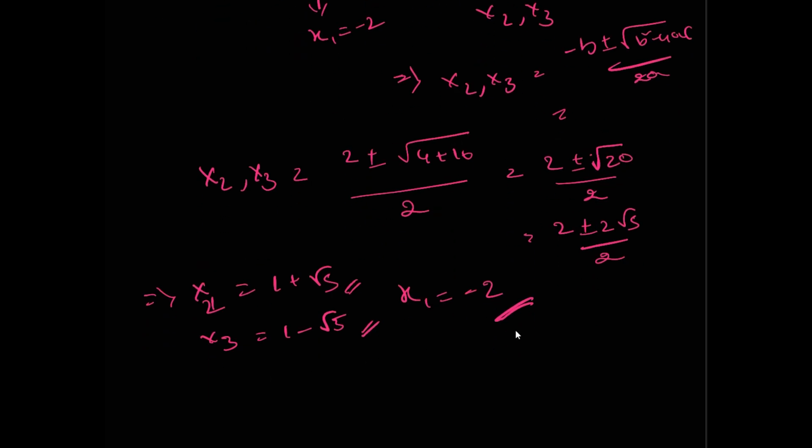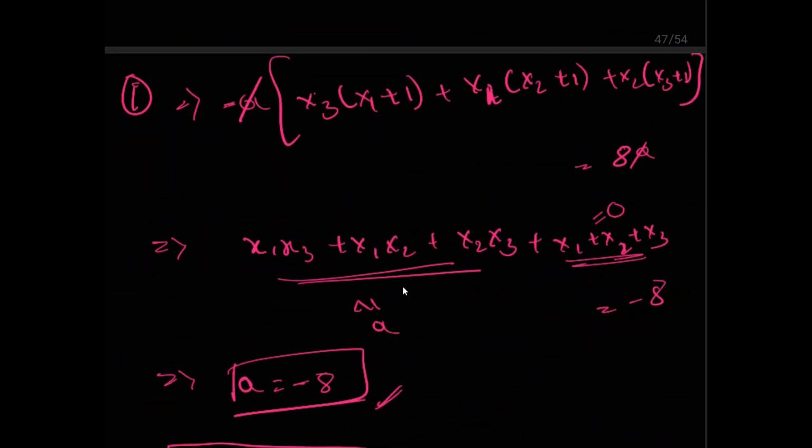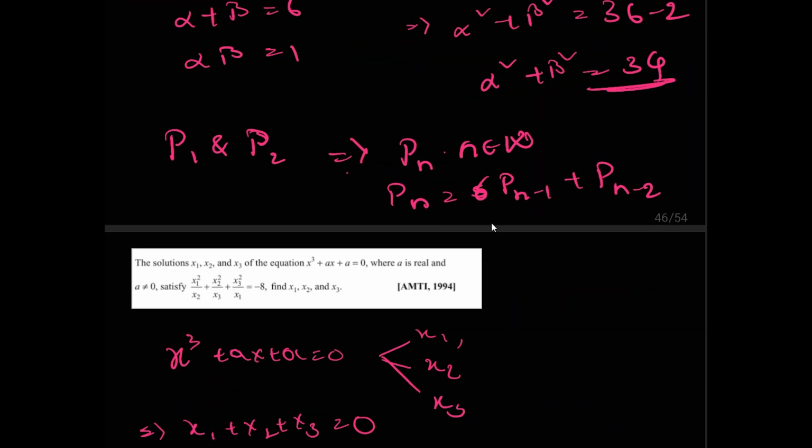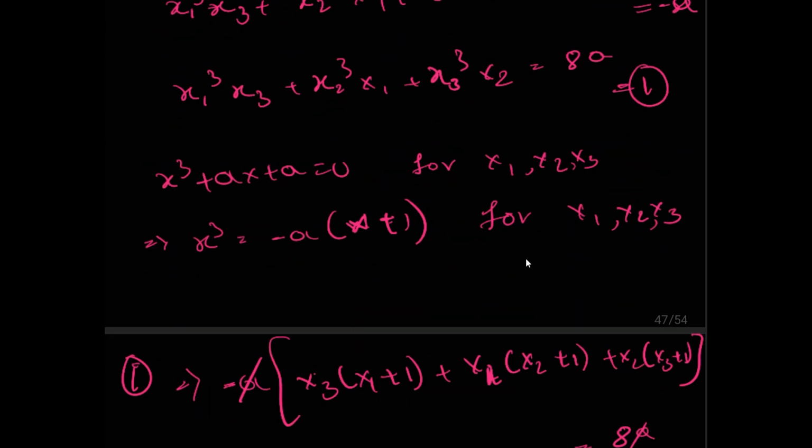Hence, we got the solution. Therefore, x1, x2, x3 will be minus 2, 1 plus root 5, 1 minus root 5. Let us go into the second question.